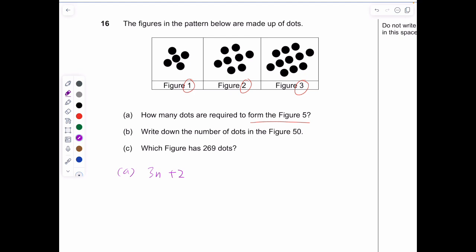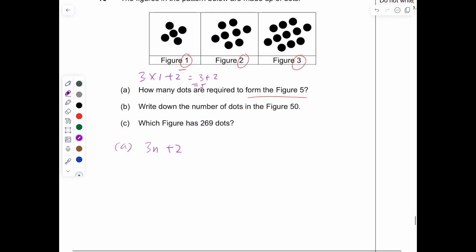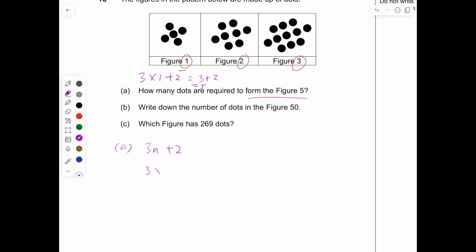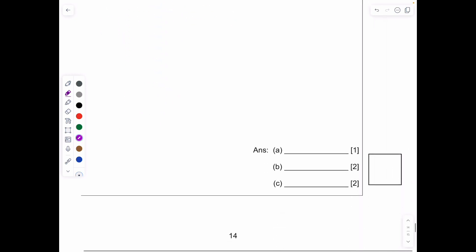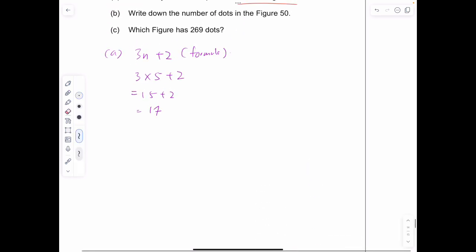So for example, for figure 1, it'll be 3 times 1, because n is 1, plus 2. Your answer would be 3 plus 2, answer 5. So on and so forth for the rest of your figures. So for figure 5, we will replace the n with 5: 3 times 5 plus 2. And your answer would be 15 plus 2, answer 17.